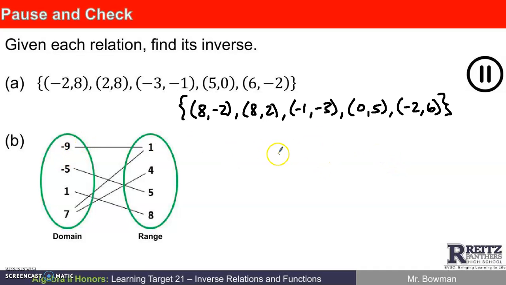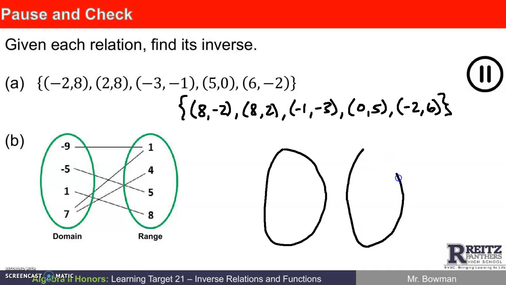On part B, I've got a mapping. I think I'm going to write the inverse as a mapping. So domain and range. I see negative 9, 1, so I'll do 1, comma, negative 9. I see negative 5, 5, so I need 5, negative 5. I see 1, comma, 8, so I need from 8 to 1.